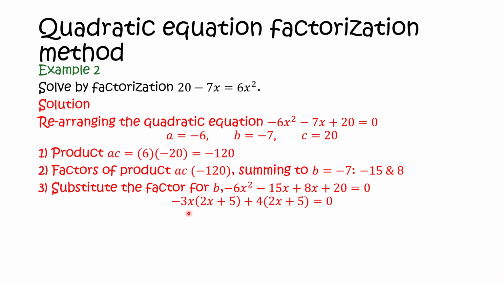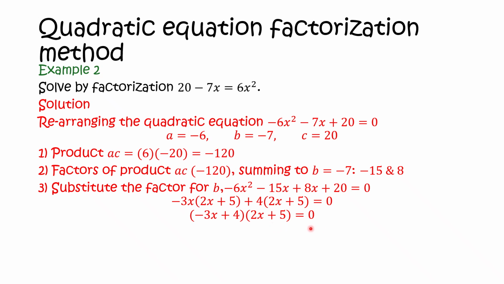With that then, we factor out the common factor between the first two terms and the last two terms. In the first two terms, we have a minus 3, so that we have 2x plus 5 inside the parentheses, plus factoring the common factor between minus 15x plus 8x plus 20, we are going to get a plus 4, which is a common factor, and inside the parentheses, we have 2x plus 5 is equal to 0. Now, factoring further, we are going to have a minus 3x plus 4 times 2x plus 5 is equal to 0.